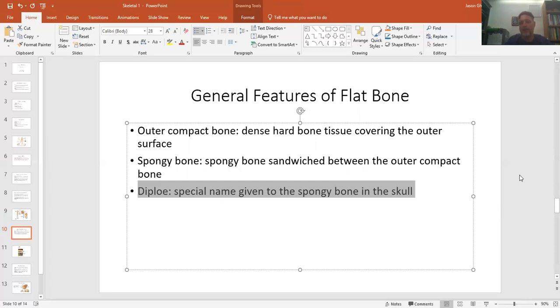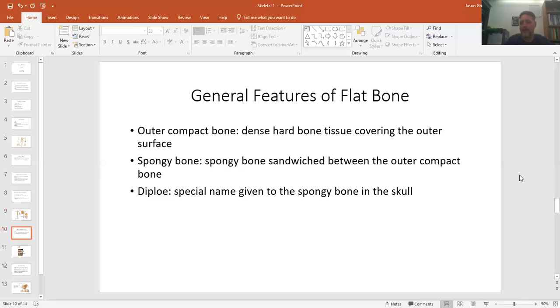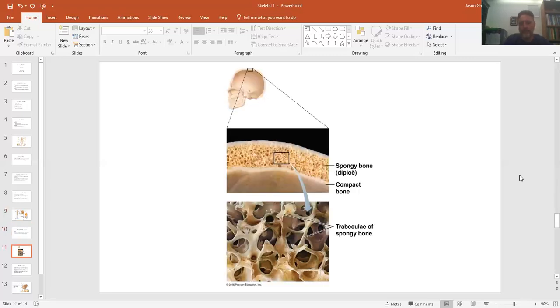In anatomy, a lot of terms are based on location. They can be the same thing, but they give them a different name for a different location. So that makes anatomy a little bit complicated. Again, you see that spongy bone. It is called diplo in the skull. That's what this here is. And you can see that scaffolding, which is the trabeculae.